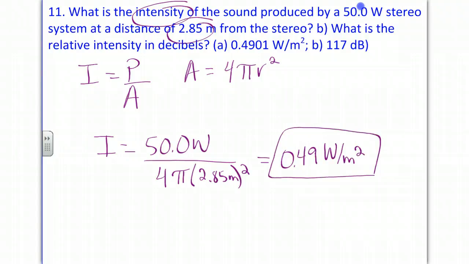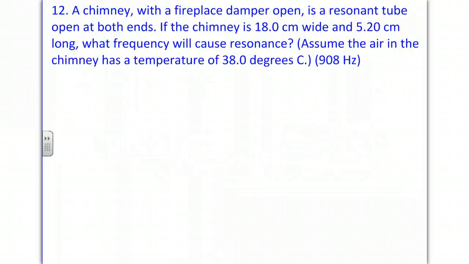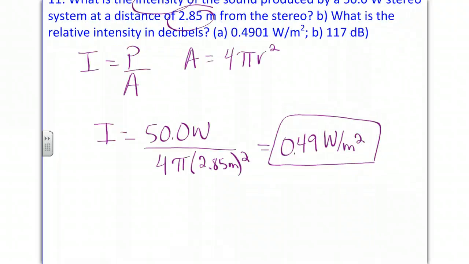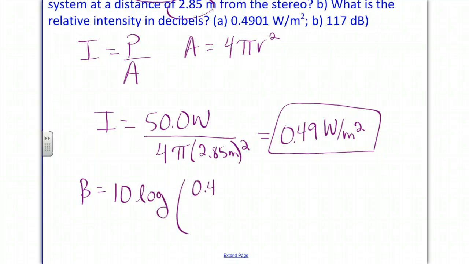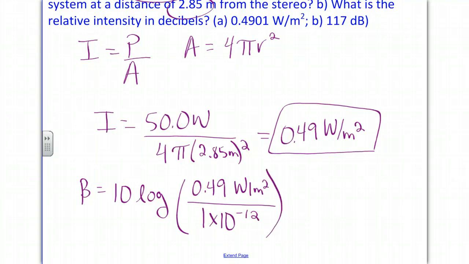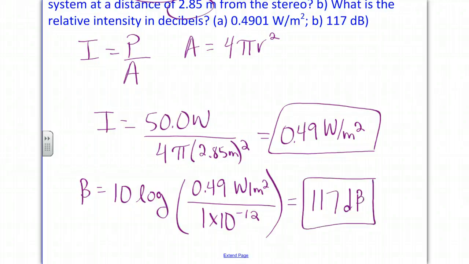Part B is asking us to determine the relative intensity, which is going to be our decibels. And so we're going to determine relative intensity, which is equal to 10 times the log of the intensity, which we just solved for, 0.49 watts per meter squared, divided by 1 times 10 to the negative 12, which is the threshold of hearing. When we plug this into our calculator, we get 117 decibels.